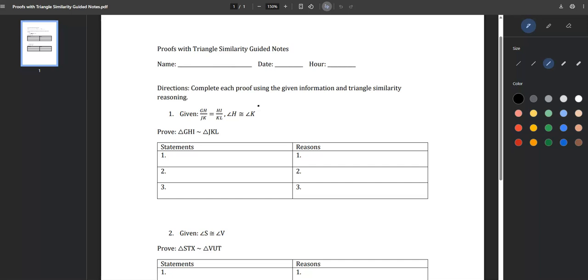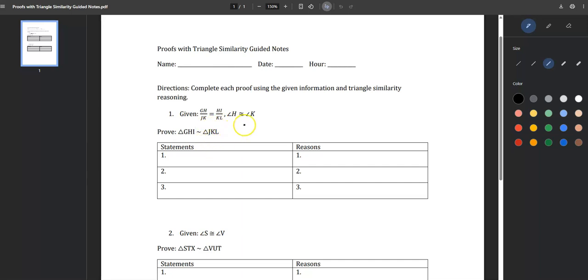This is what we call a 2-column proof. This is how the setup looks. It has these 2 columns with statements and reasons. You're still going to be given something, and you're going to be asked to prove something as well. Sometimes I'll give you diagrams, sometimes you can just draw your own diagram as well. That kind of stuff will help as we go through this.